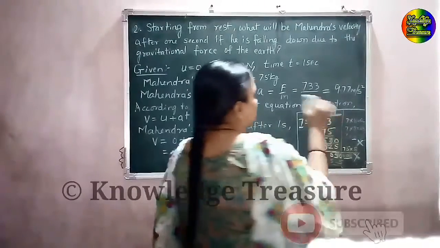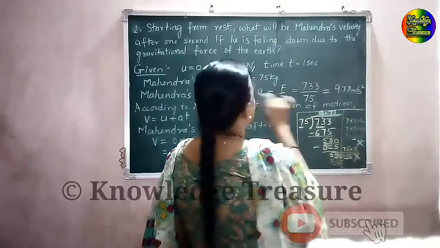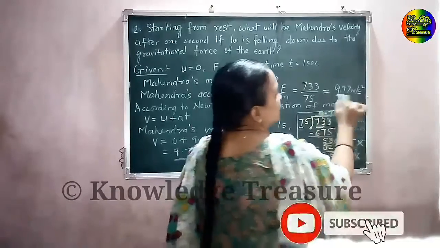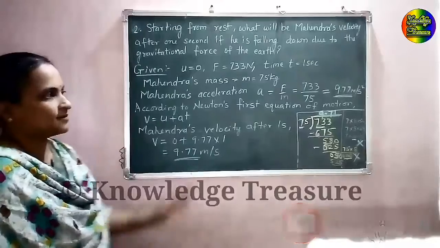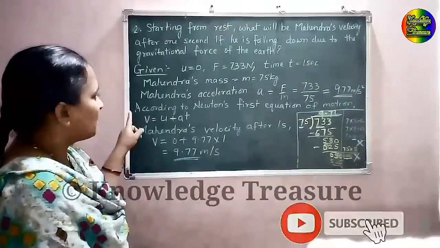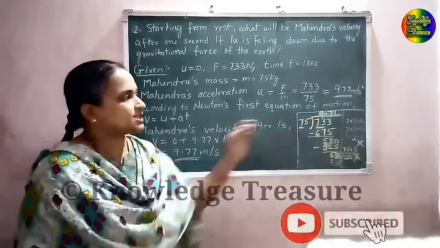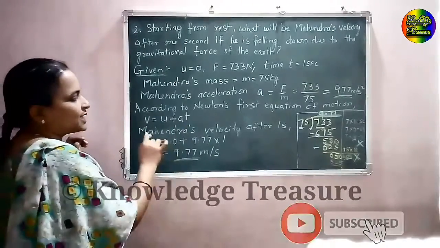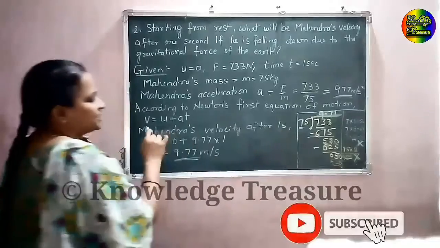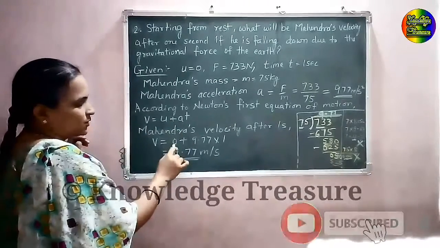Now you can write down the acceleration. Mahindra's acceleration a is 9.77 meter per second square. The unit of acceleration is meter per second square. Now according to Newton's first equation of motion, we know that V is equal to U plus AT, Mahindra's velocity after 1 second. The initial velocity is 0.